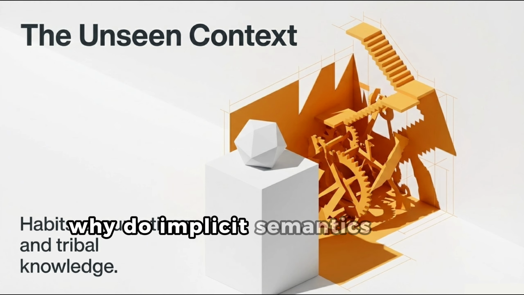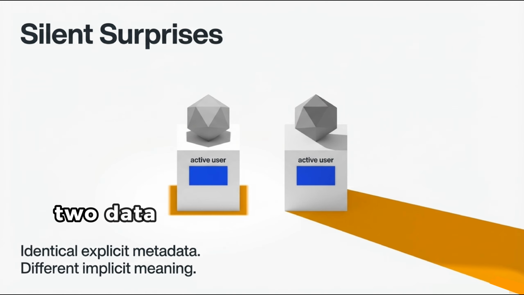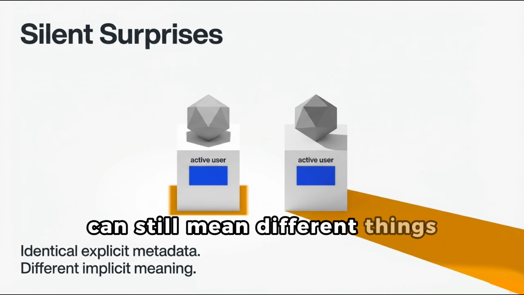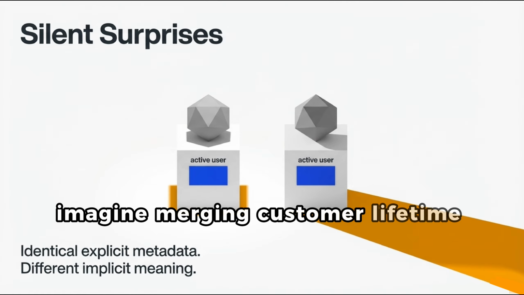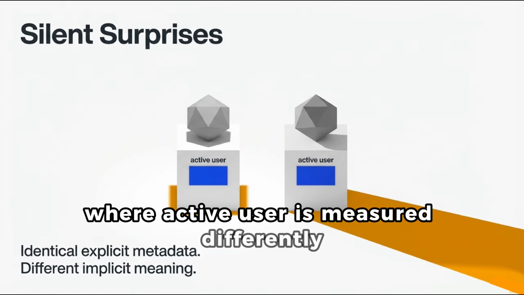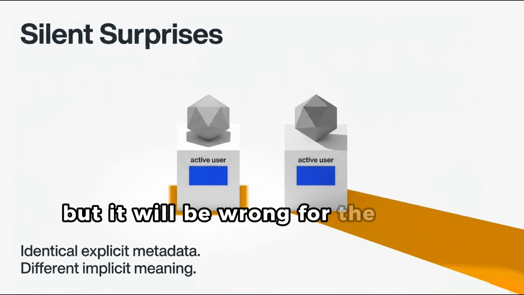Why do implicit semantics matter? Because they're where most surprises hide. Two datasets with identical explicit metadata can still mean different things if their implicit context differs. Imagine merging customer lifetime metrics from two regions where active user is measured differently. Your churn analysis will look plausible, but it will be wrong for the wrong reasons.